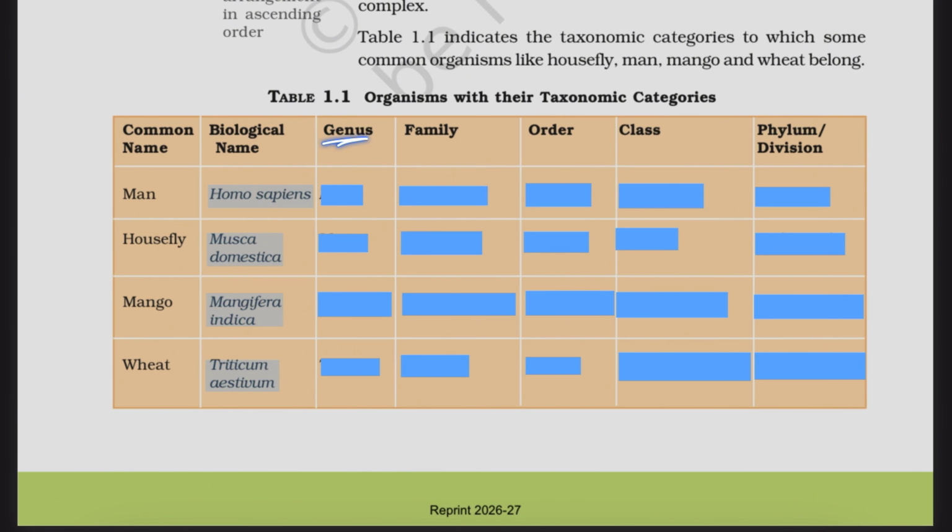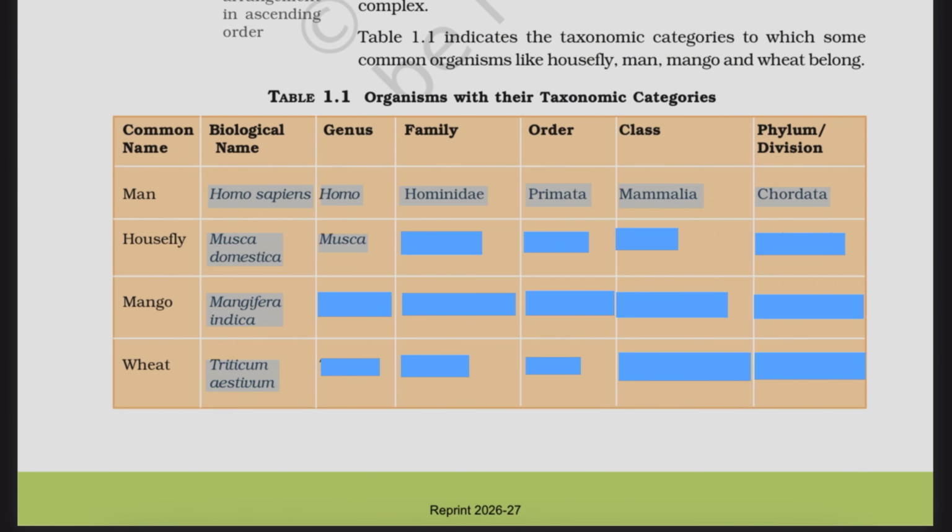What is the genus for the biological name Homo sapiens? The answer is Homo. And what is the family? Hominidae. And what is the order? Primata. And what is the class? The Mammalia class. And what is the phylum or division? Chordata.